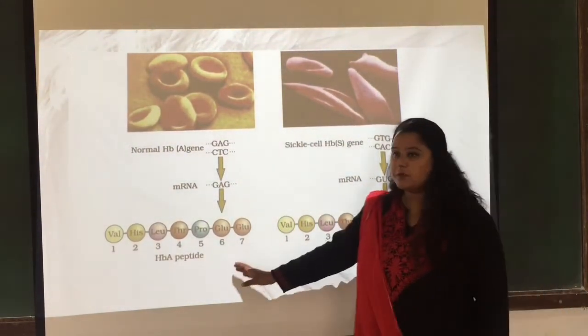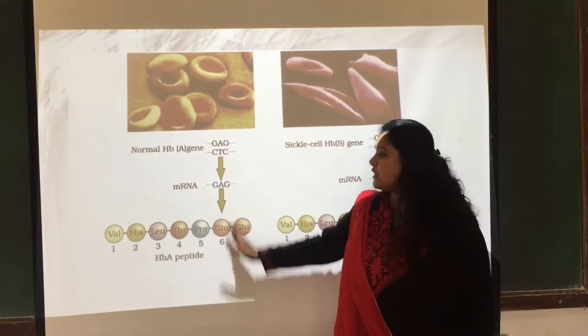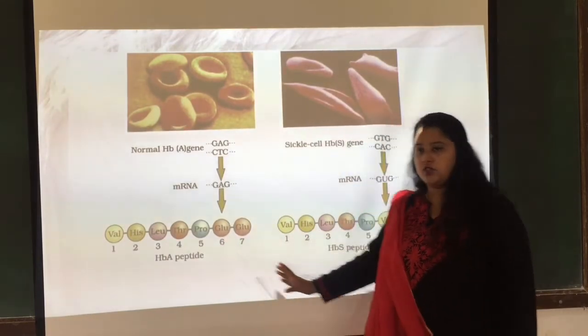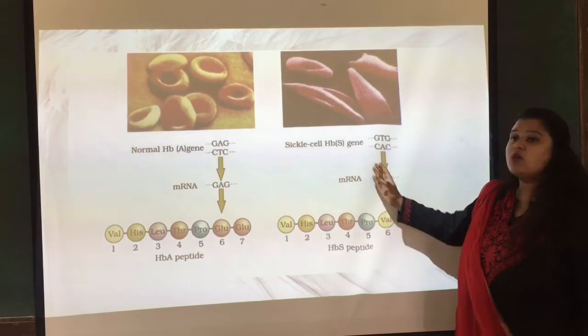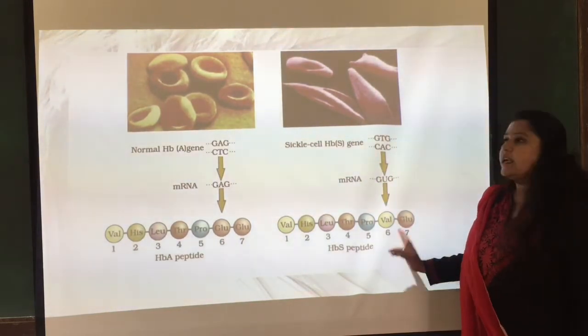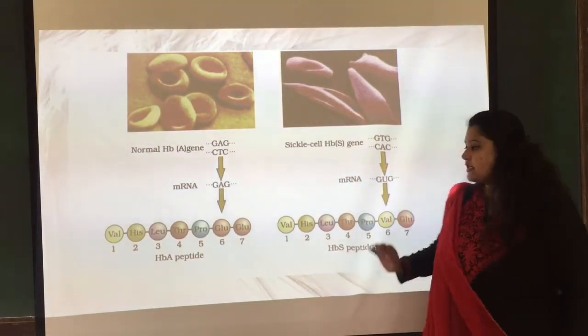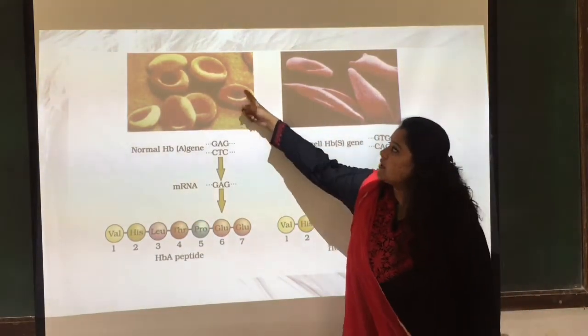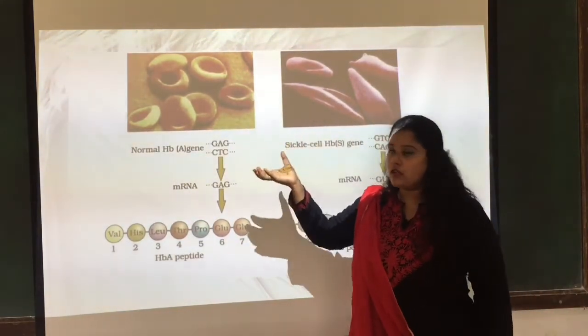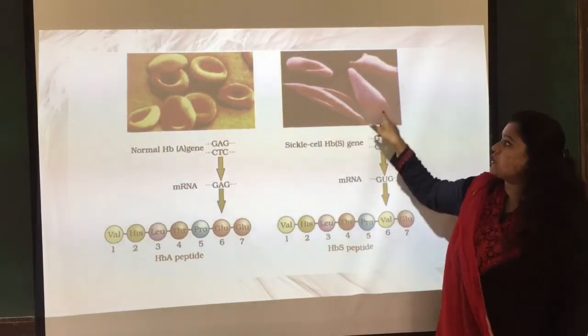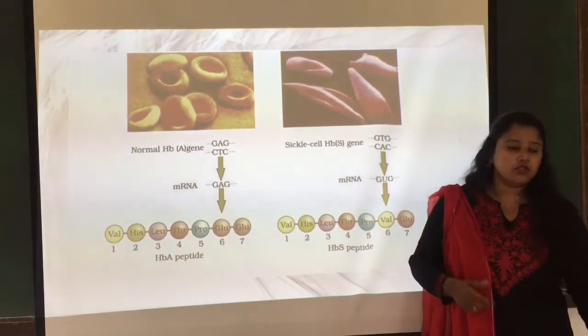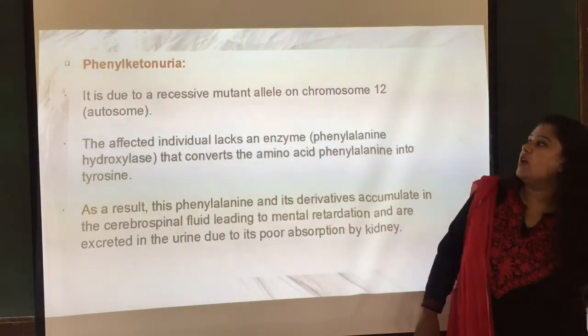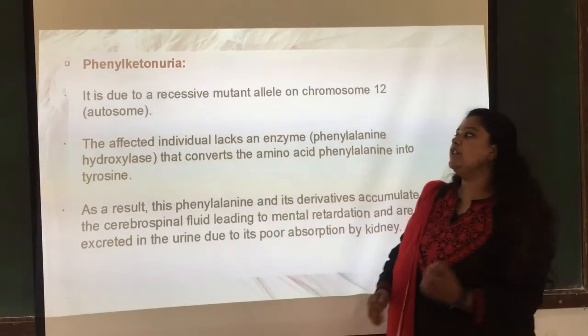So the normal hemoglobin A gene contains glutamine at the 6th position. The sickle cell hemoglobin gene contains valine at the 6th position, and this creates sickle cell anemia. You can see that this is a biconcave shape, or you can say round in shape. They are sickle shaped. That means they are rupture type shape, right? Okay. The next is phenylketonuria.